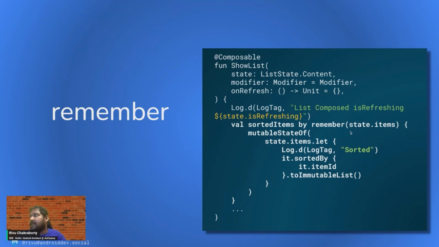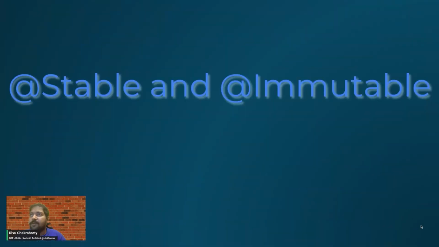Until this state dot items is also changed, right? So unless the calling context changes or your key changes, remember will keep your state value no matter how many times your composable recomposes. So that will save you some performance issues here, right? And that will help you remember, whenever state updates, that this was the last value. Otherwise, if you don't do that, every time this value will reinitialize. So that will not happen here, right? So yeah, this is remember.